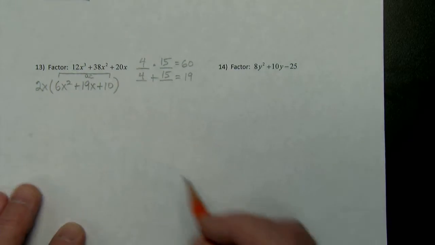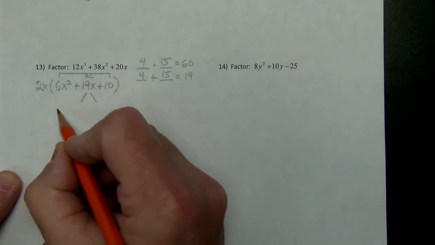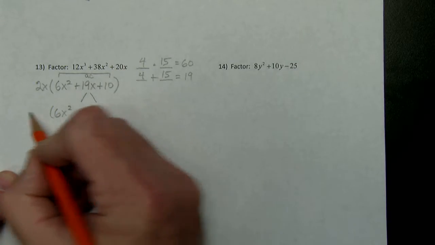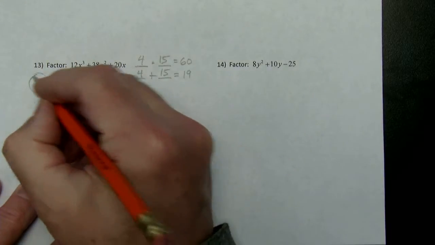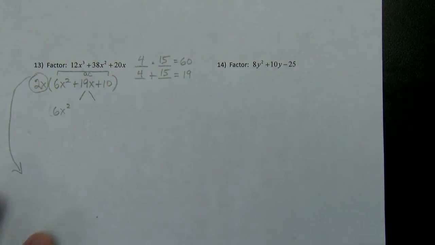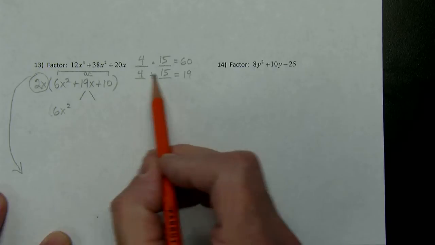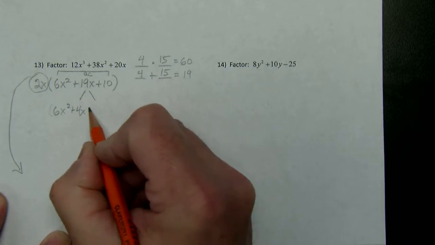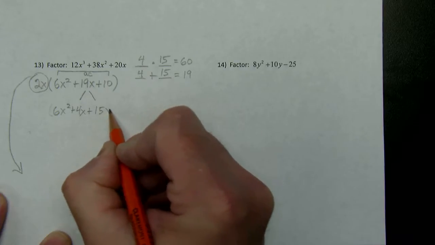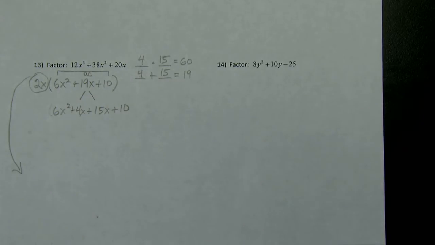So now, instead of doing the box, here's what we do. Just break up this middle term of 19x. I'm just going to put a circle around the 2x and say I need to bring this down, but I'm not going to worry about that right now. And I'm going to break this 19x up into these two x terms. So plus 4x, they're both positive, so plus 4x and plus 15x. And then just rewrite the outer terms, the 10 and the 6x squared.